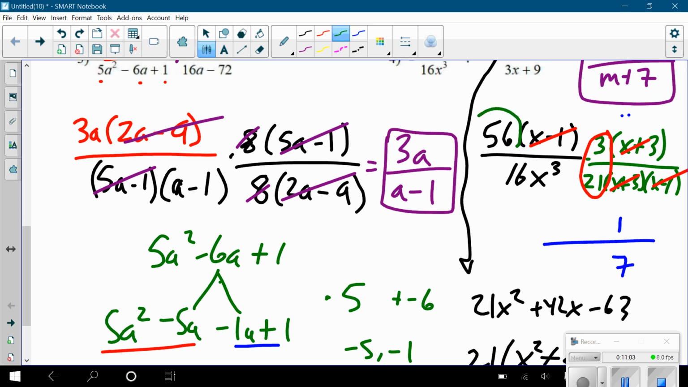Oh, 56/16. I can divide them both by 8. 56 divided by 8 is 7. 16 divided by 8 is 2. And now you're kind of right here.